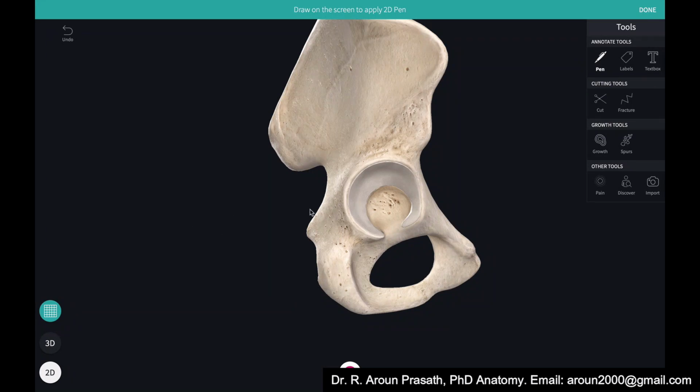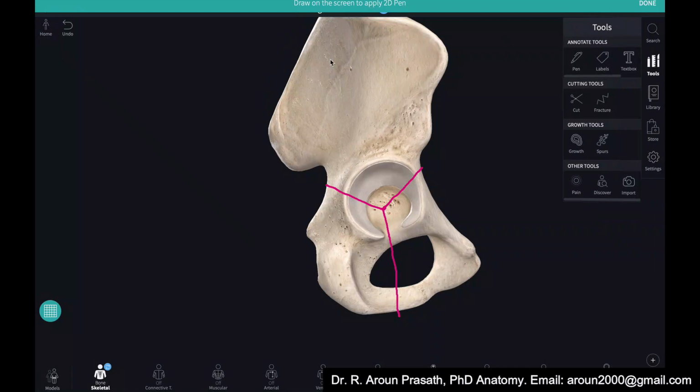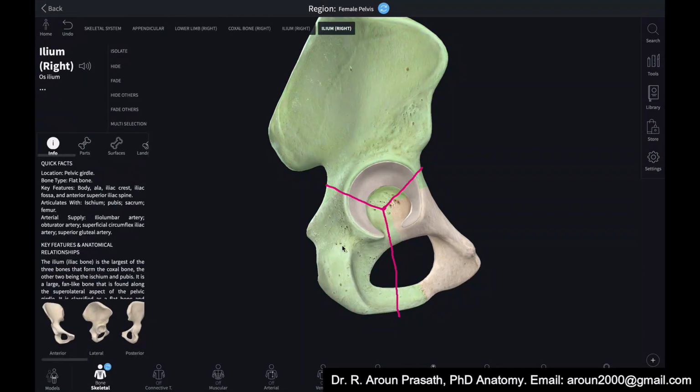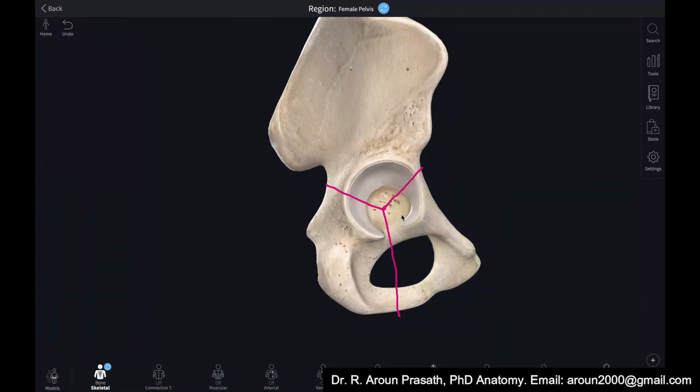So what to do is, for your better understanding, just draw one imaginary letter Y. When you draw one imaginary letter Y, this divides the bone into three parts, that is the ilium, the ischium, and the pubis part. These three bones are separate bones in the intrauterine life, but they get fused as the growth takes place.